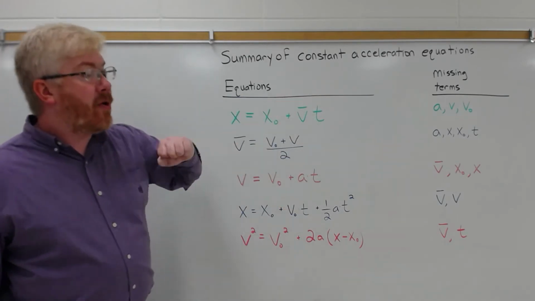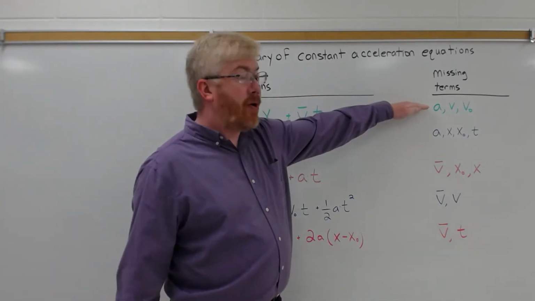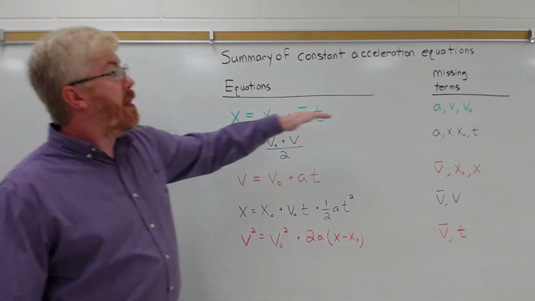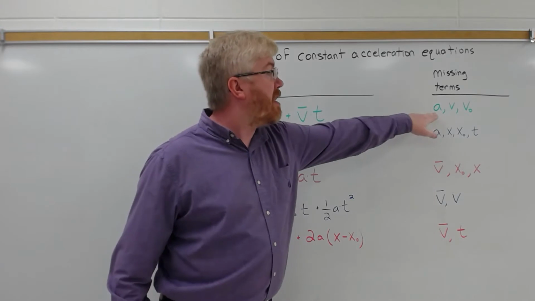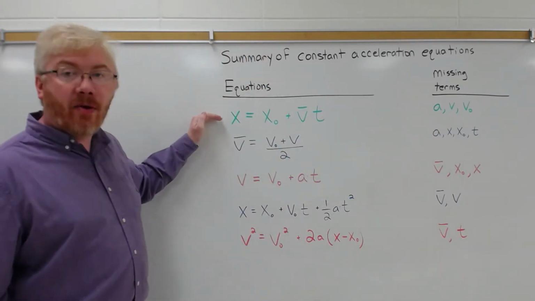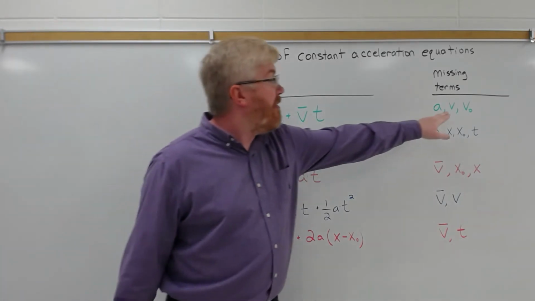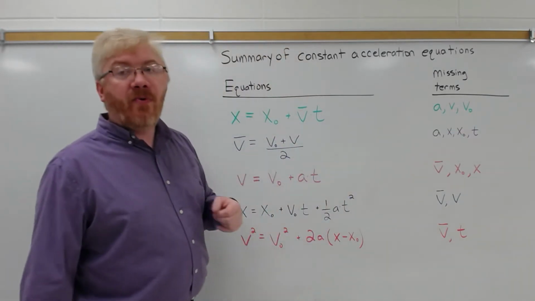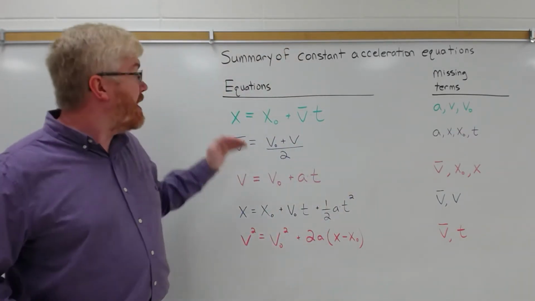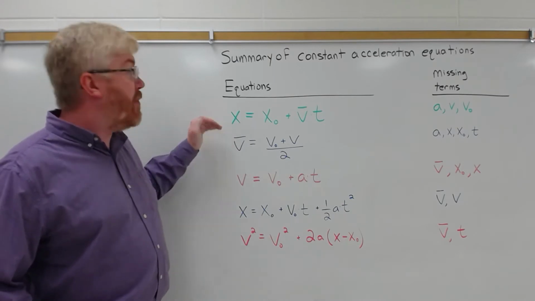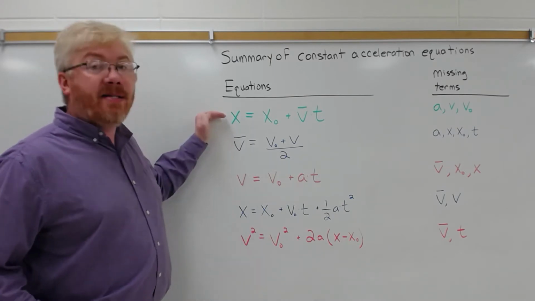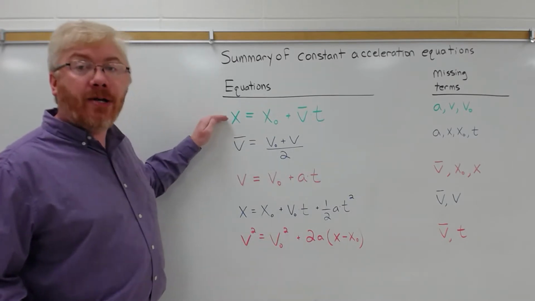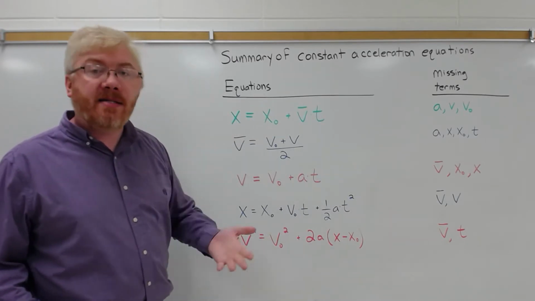Now note this other column over here, the missing terms. What terms are missing from these equations? The first missing term here is acceleration. This equation doesn't have acceleration in it. It doesn't have final velocity, and it doesn't have initial velocity. So if you're asked to find the final velocity, this might not be the equation you want to use. If you're asked to find the acceleration, this is definitely not the equation you want to use. Acceleration is not in this equation. It will not give you the acceleration.